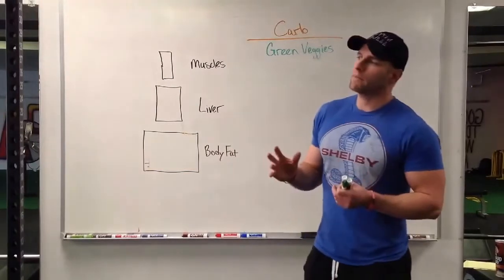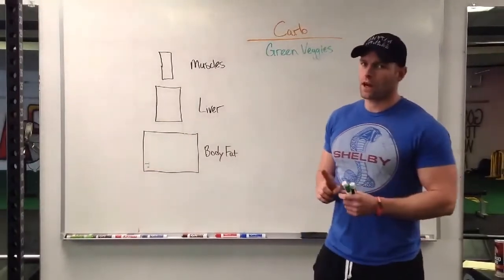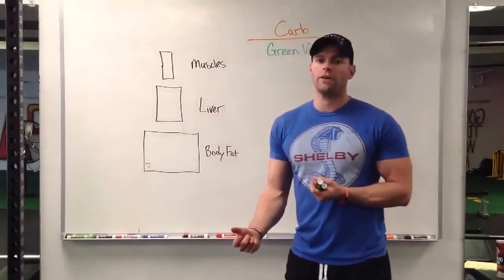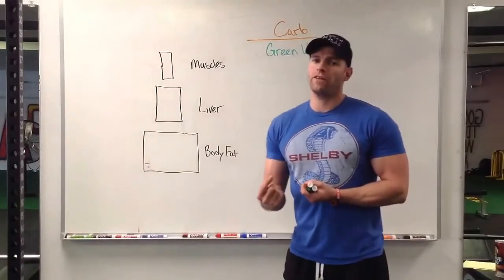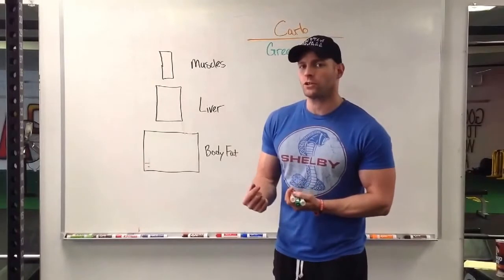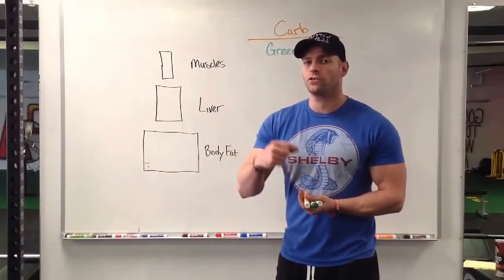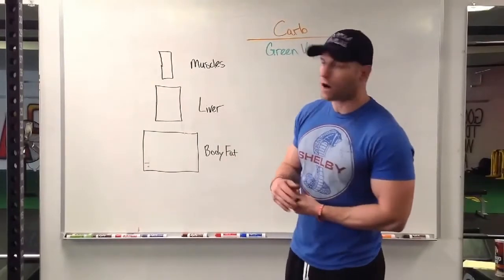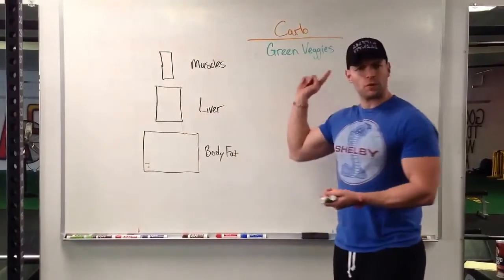So we've already established that there's only one macronutrient that's going to cause fat gain, and that's going to be carbohydrates. Some carbohydrates are so low on the glycemic index that they're not actually going to cause an influx of blood sugar, and they're not going to cause storage as body fat. And those are green vegetables.